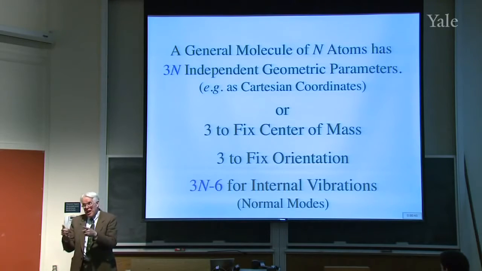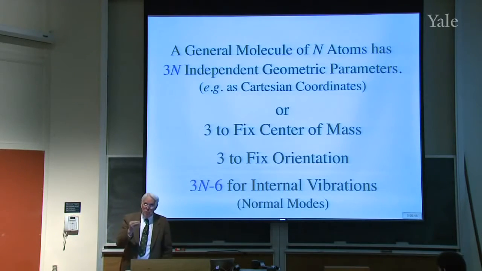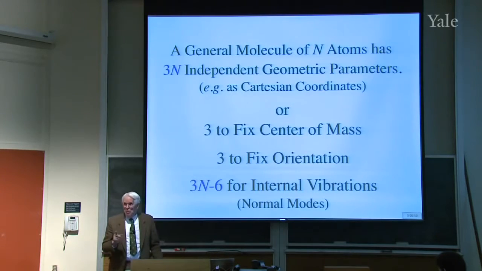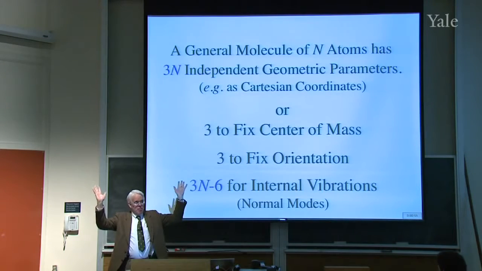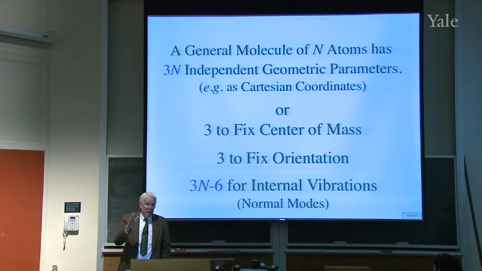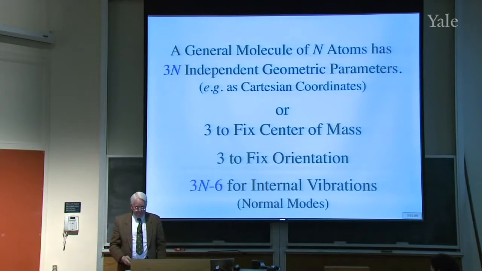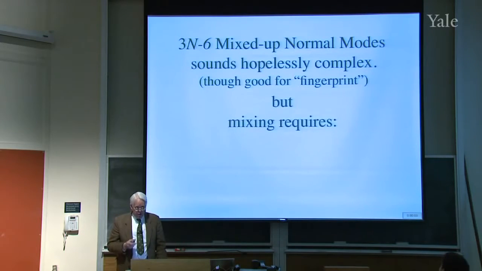But it's not just 2 atoms that are vibrating, it's the whole set of atoms that are vibrating. And in a normal mode, they all vibrate at the same frequency. But there are going to be 3n minus 6 normal modes, and this is where physical chemists threw up their hands and said it's just so complicated how all these springs are interacting with each other that we're never going to understand it, right? So forget trying to interpret. Okay for a fingerprint, but forget trying to interpret it. So it sounds hopelessly complex, though it's good for a fingerprint.